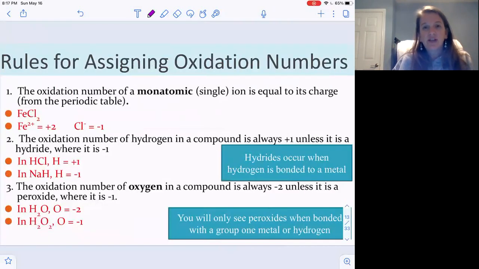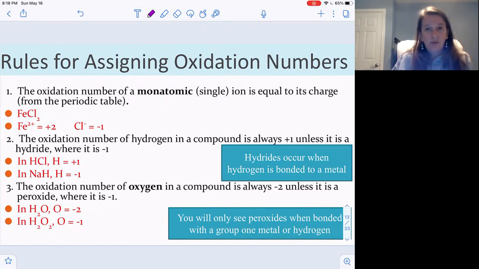There are a few different rules, if you will, for assigning oxidation numbers. First off, the oxidation number of a monatomic ion is equal to its charge. So if you look at just an ionic compound where there's no polyatomic ion involved, it's just a metal and a nonmetal, whatever its charge is, that's its oxidation number.